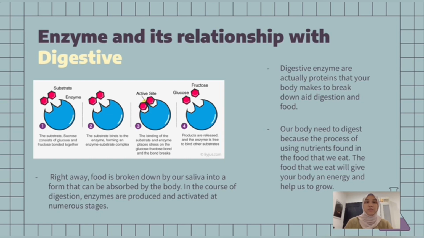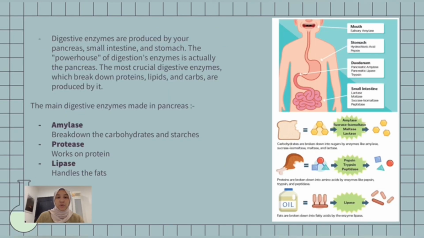Right away, food is broken down by our saliva into a form that can be absorbed by the body. In the course of digestion, enzymes are produced and activated at numerous stages. Digestive enzymes are produced by your pancreas, small intestine, and stomach. The powerhouse of digestive enzymes is actually the pancreas.